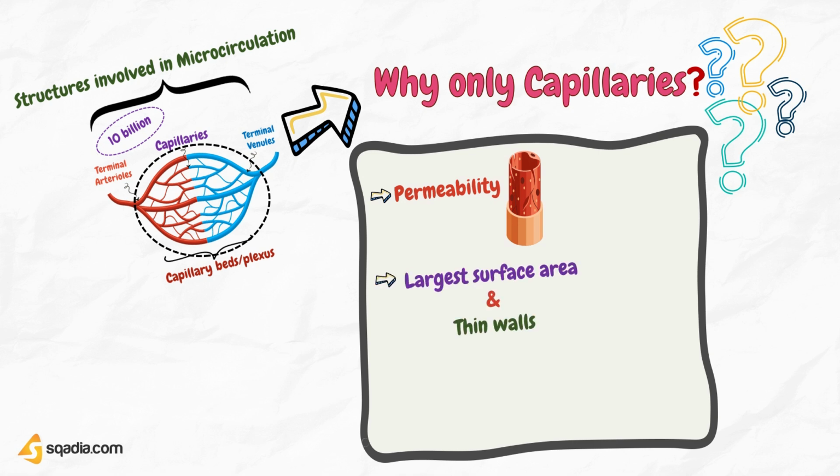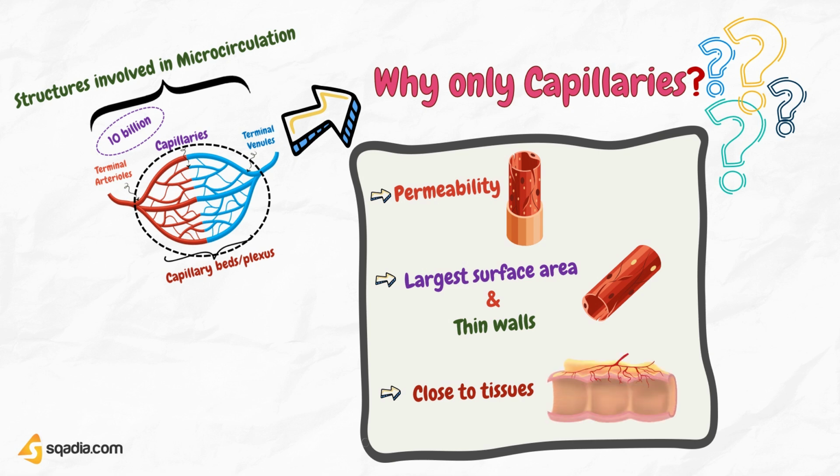Second, capillaries have the largest surface area and thinnest wall, allowing more time for diffusion. Third, capillaries are present very close to the tissues, making exchange easy. So, these were all the features of capillaries, making them perfect for gaseous and material exchange between blood and tissues.